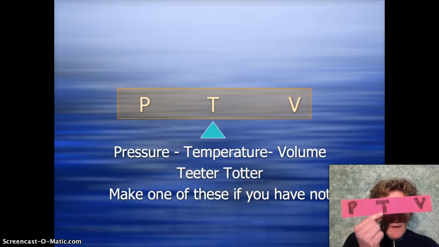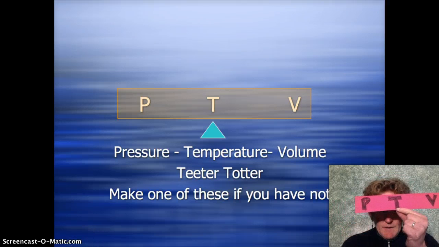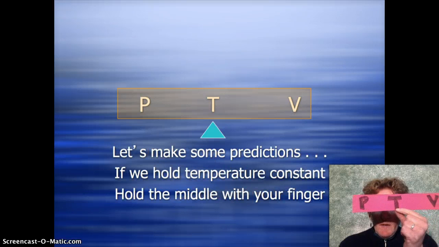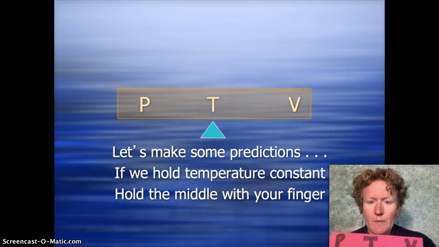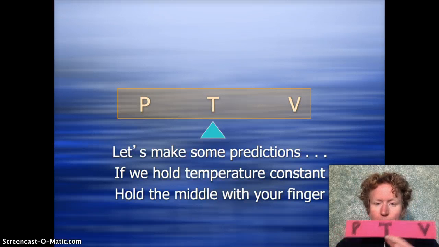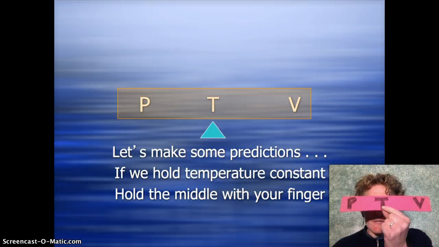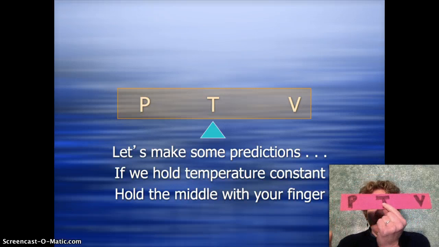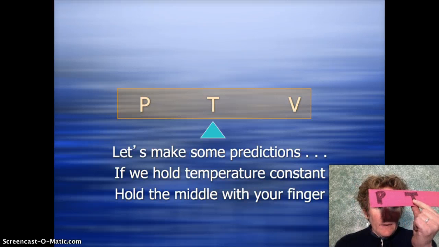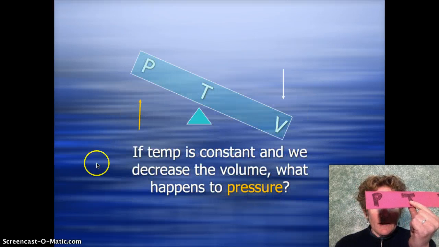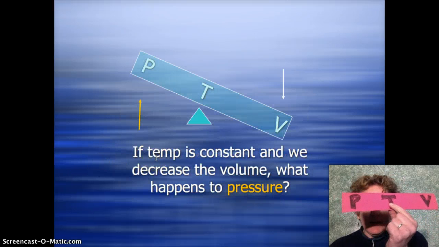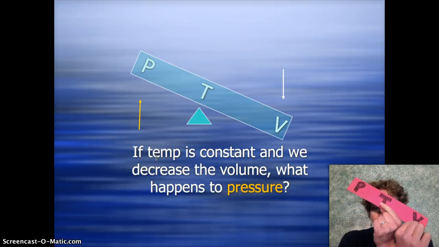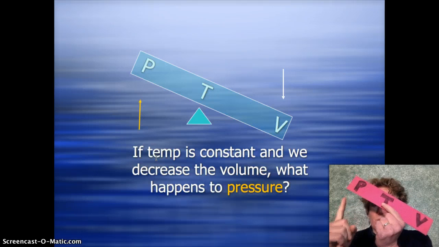So you can see I made a strip right here, and I can use this to make some predictions. Later in chemistry, you'll learn a formula for doing this, but right now, let's just do the simple version. So right now, hold temperature constant with your finger and use this as kind of a teeter-totter. If temperature is constant and we decrease the volume, so you can pull the volume side down, what happens to the pressure side?